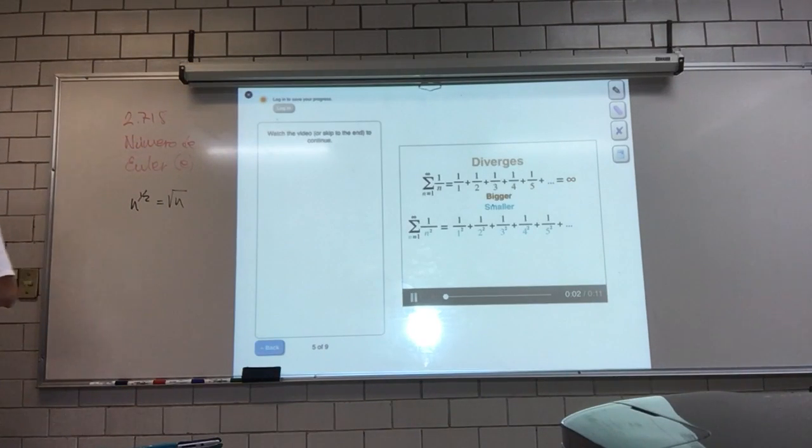Yes, the squares are the smaller terms. So if you know that the harmonic series diverges and that the squares here are the smaller terms, what can you say about this series down here?